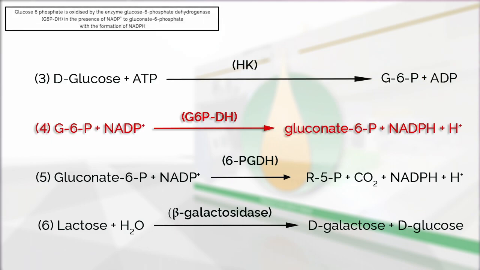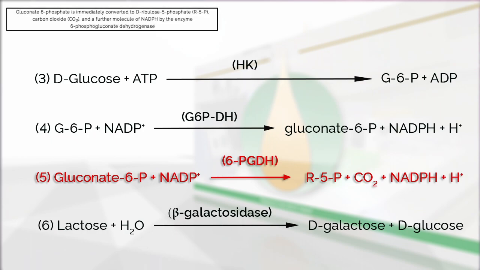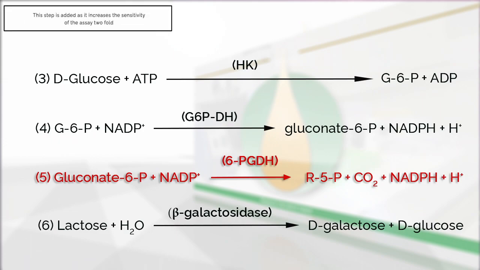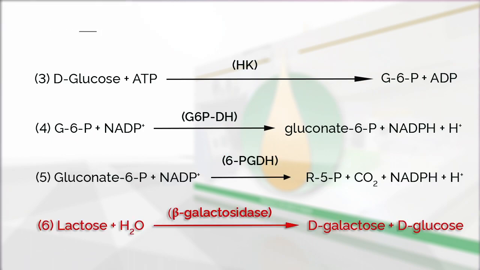Glucose 6-phosphate is oxidized by the enzyme glucose 6-phosphate dehydrogenase in the presence of NADP+ to gluconate 6-phosphate with the formation of NADPH. Gluconate 6-phosphate is immediately converted to D-ribulose 5-phosphate, carbon dioxide, and a further molecule of NADPH by the enzyme 6-phosphogluconate dehydrogenase. This step is added as it increases the sensitivity of the assay twofold.